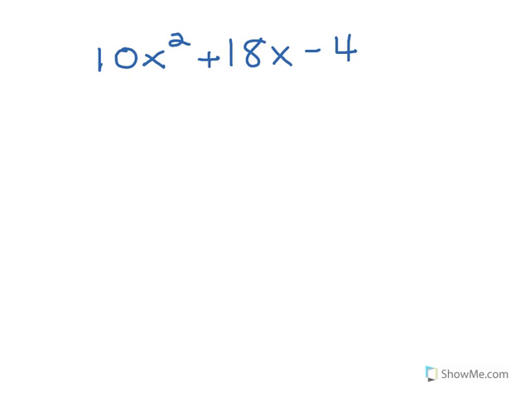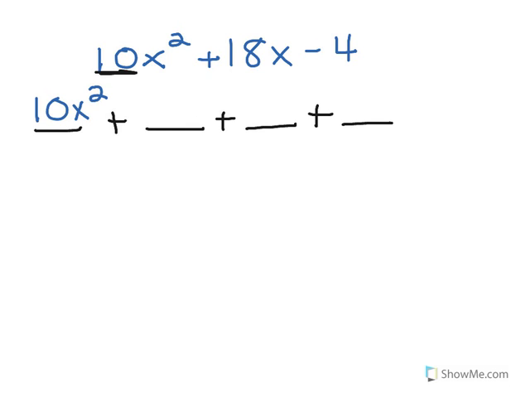Okay, the very first step, as soon as you note that your lead coefficient is not a 1, is you're going to draw 4 blank lines. You're going to place an addition symbol in between each blank. And then you're going to take the first term and put that on the first blank, and take your last term and place that on the last blank. The objective is to fill in which numbers go on these middle two blanks.